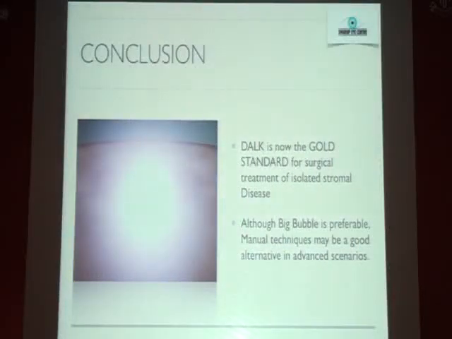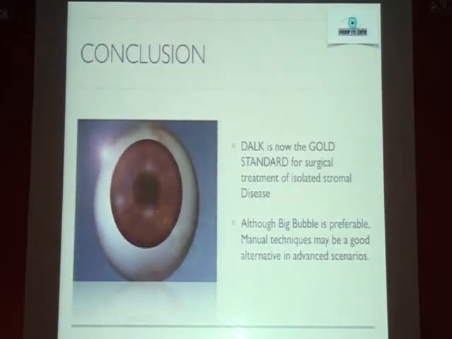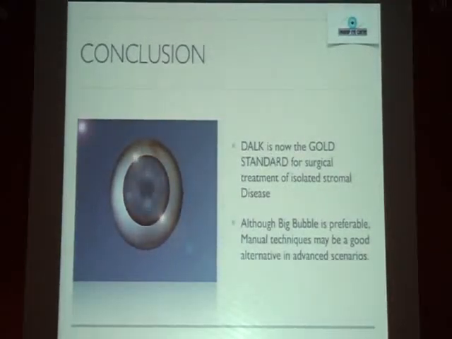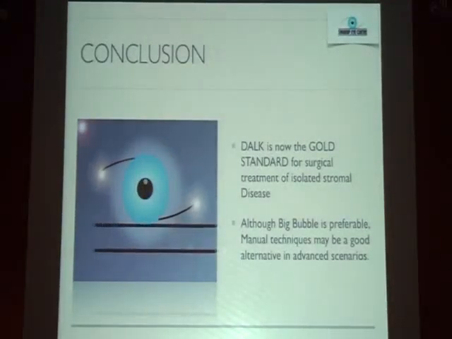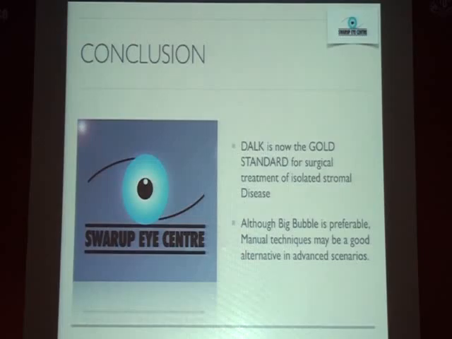To conclude, DALK is the gold standard. Although big bubble is preferable, a variety of manual techniques are available. You can use a combination of several techniques, whatever works well in your hand. The principle that you should follow is try to do minimal instrumentation and don't always try to chase a Descemetic dissection. It's alright to leave behind a little bit of stroma. Sometimes you do get a little bit of interface scarring, but usually with corneal remodeling, this interface scarring does go away after a few months. So in the long run, most of these patients do get good results, and you can be quite satisfied with DALK.